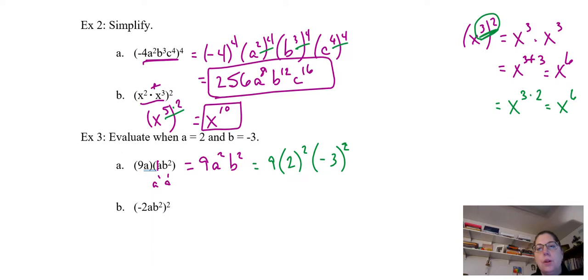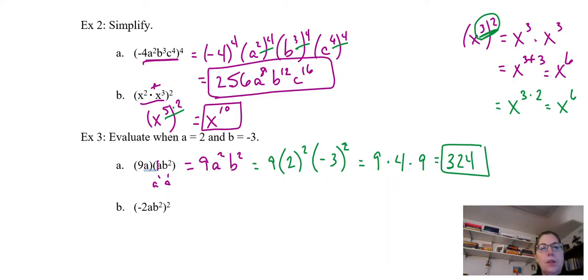So now I just do the numbers. The math says to take 2 squared, which is 4. Negative 3 squared, which is 9. And then I'm going to take 9 times 4 times 9. And it's 324. So the number is the final answer. And so we're just working on the journey to get there.